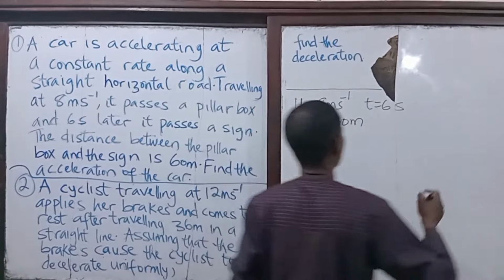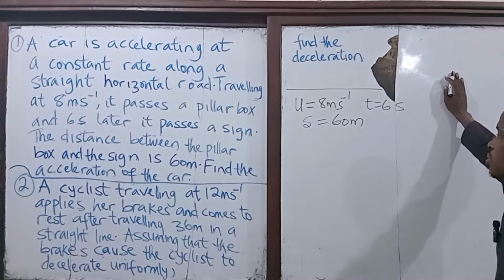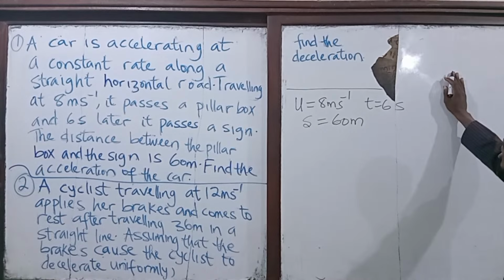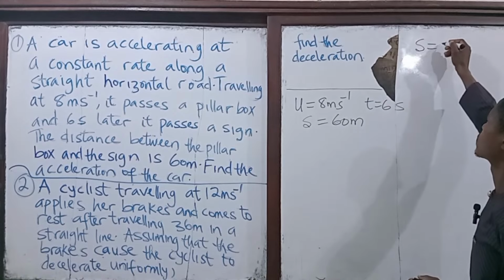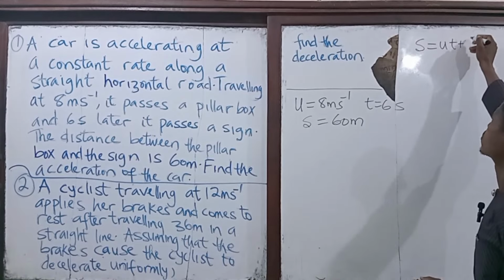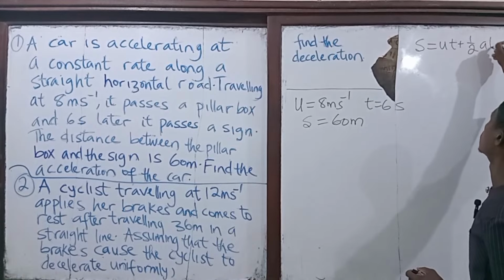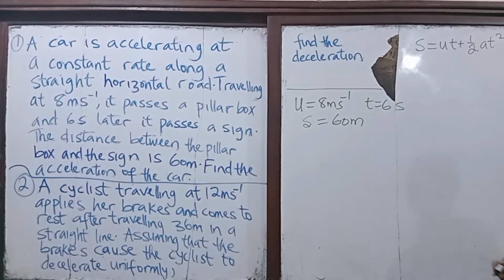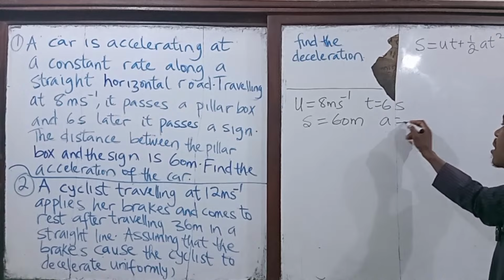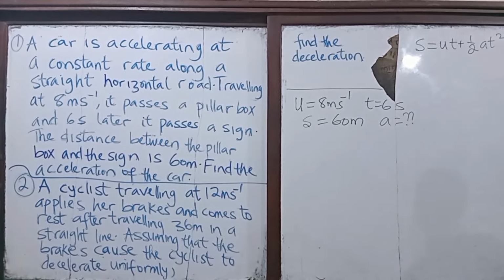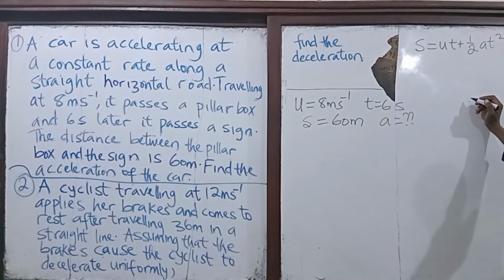So we are going to look at the appropriate equation to use. Can we try this one, x equals ut plus half at squared? We have u, we have t, and we have the distance, and we are looking for the acceleration. Acceleration, we don't know. I think this is the best. This is what we're going to use.